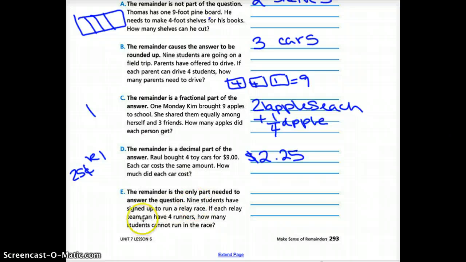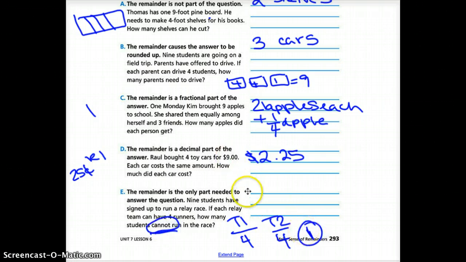Letter E, 9 students have signed up to run a relay race. If each relay team can have 4 runners, how many students cannot run in the race? So team 1 has 4 runners, team 2 has 4 runners. What about that extra person? Well, that person cannot run. So you have 1 extra person who cannot run.